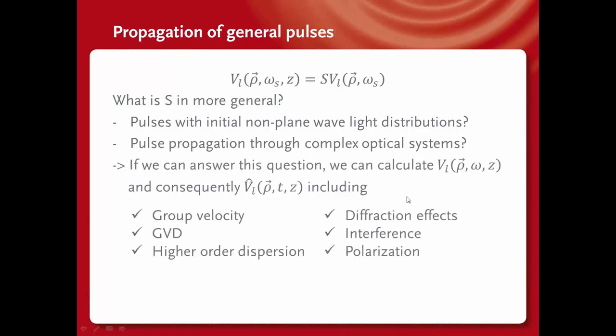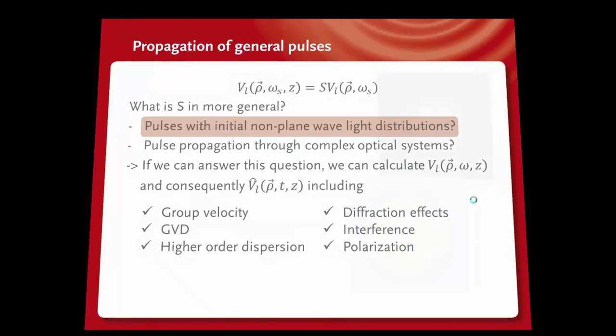So if we can answer this question, we can calculate the spectral components in the plane of interest, and by an inverse Fourier transformation get consequently the pulse in the time domain, including the group velocity, the diffraction effects, the group velocity dispersion, interference, higher order dispersion effects, and polarization. So let's start with pulses which have non-plane wave spatial light distributions.